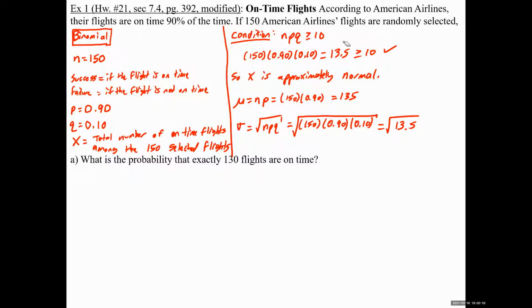So my suggestion is don't round any number until you absolutely have to. So just leave it like this. Nothing is rounded here. This is exactly what sigma is. So leave it like that, and then we'll round when we have to.